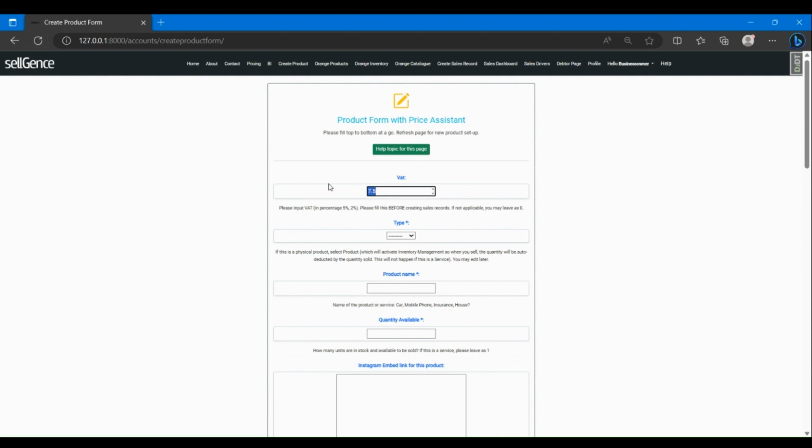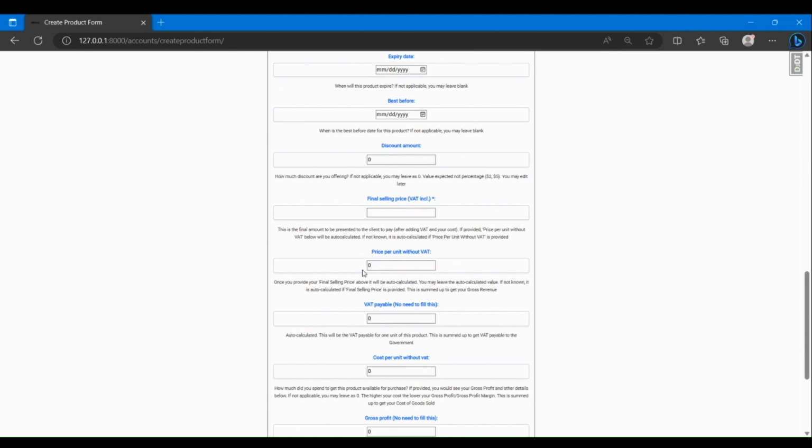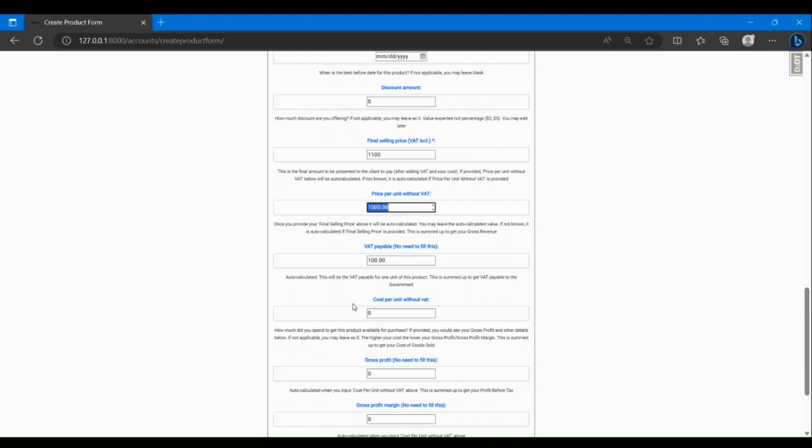So let's fill VAT rate of 10%. Then, let's fill in $1,100 for final selling price. Now, we see that the price per unit without VAT of $1,000 has been auto-calculated by subtracting your VAT payable from your final selling price and your VAT payable of $100 is filled in.